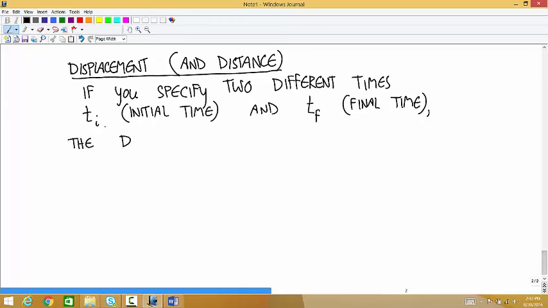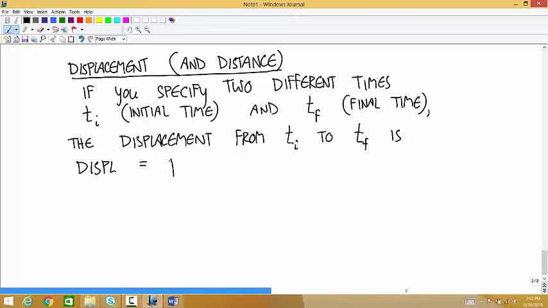The displacement from TI to TF is the position at time final. So position at TF minus the position at T initial.